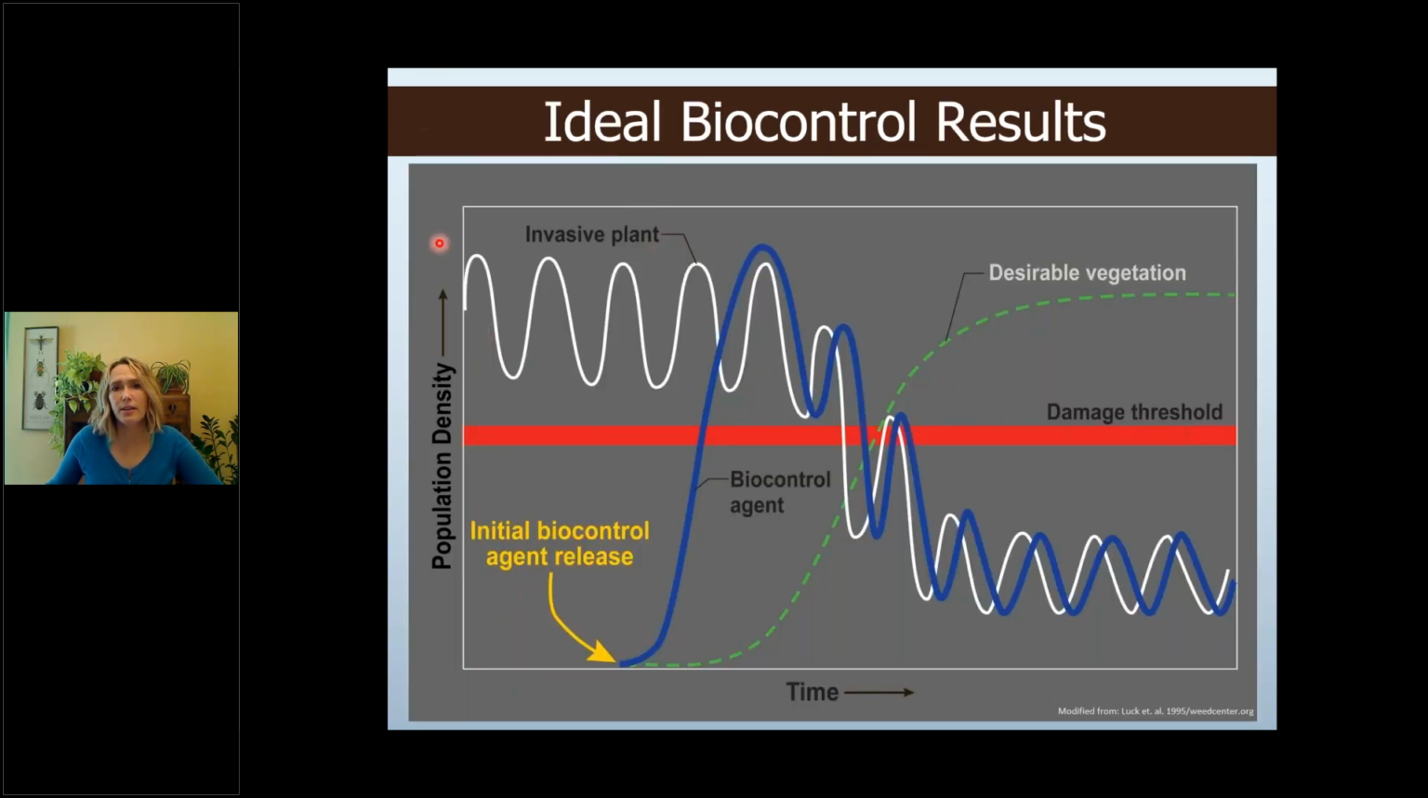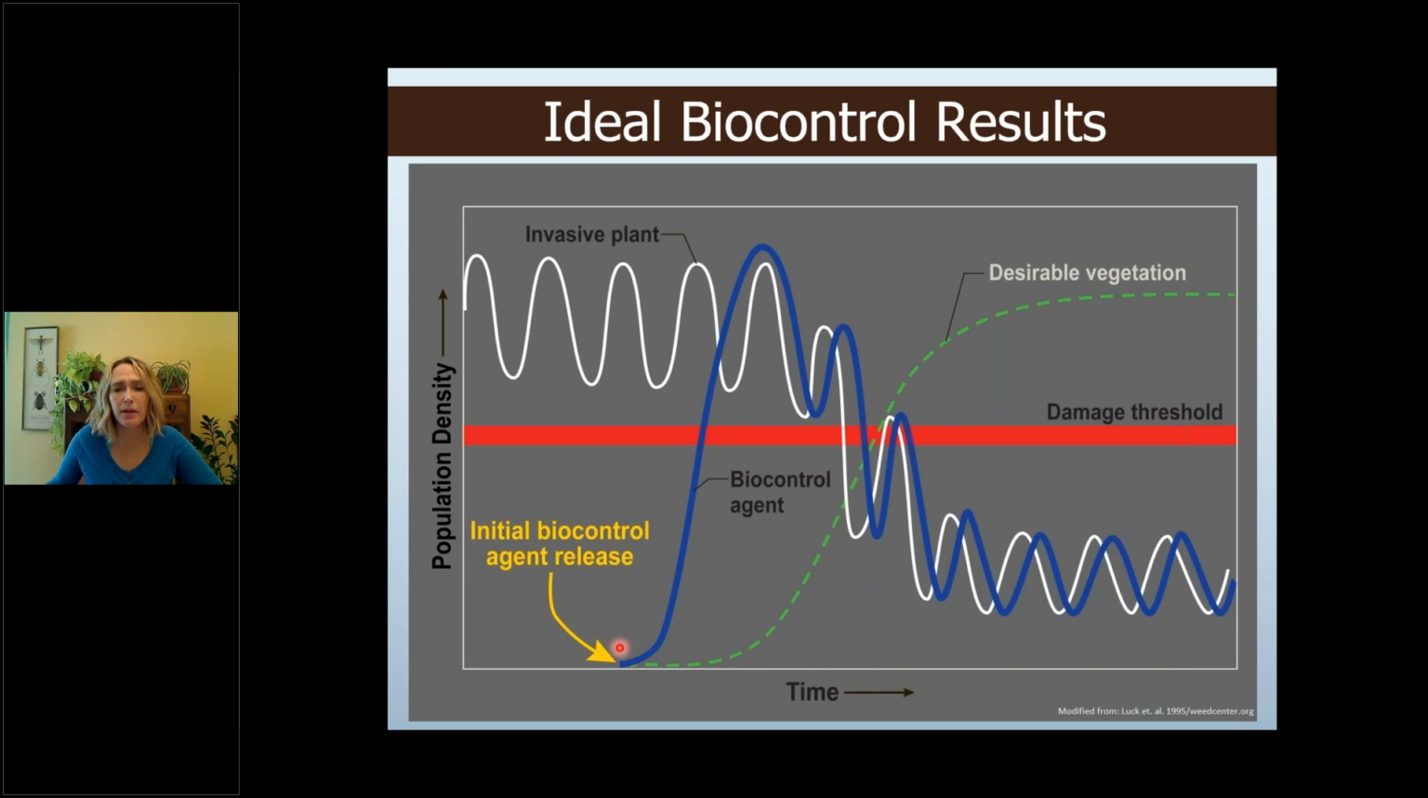So this is the graphic that sort of shows what our ideal outcome would look like with biocontrol. So I'll run through it with you. On the bottom line, we have time. On the side axis, we have population density. The white undulating line is our invasive plant species. Our blue line is the biocontrol agents. The green dashed line is what we actually want growing in those areas. And the most important line on this graph is really this damaging threshold line, this red line.